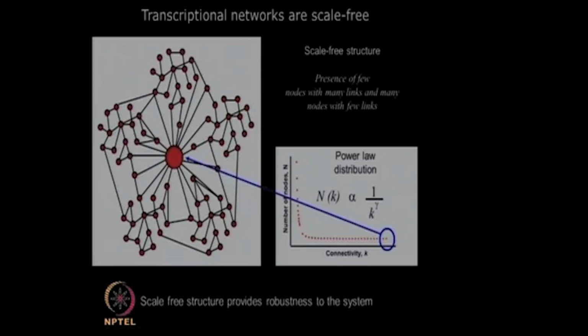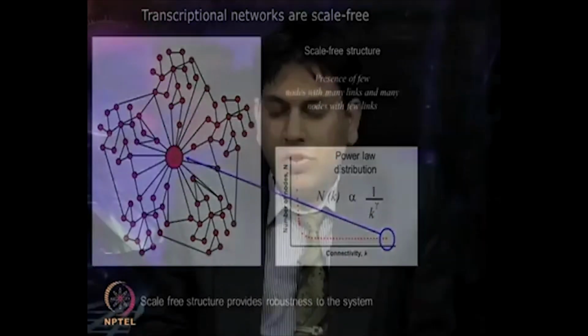Scale free structures have been postulated to provide robustness to the biological system. Now, what exactly is robustness? Robustness is the ability of a complex system, such as a biological system, to maintain its function even when the structure of the system changes significantly. Now, let us look at an example.